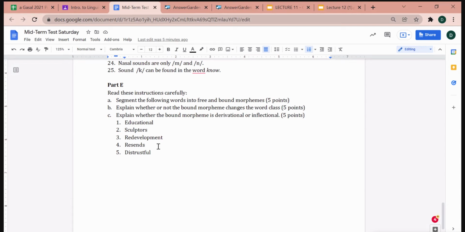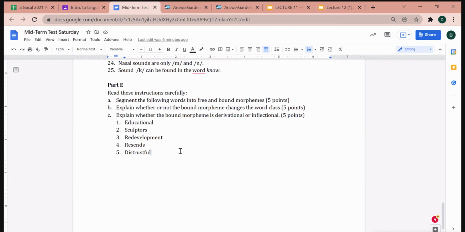What about number 4, resents? Sent is the free morpheme, and then re is a bound morpheme and s is a bound morpheme. Number C? Derivational, from verb sent to resent, that's a verb prefix. Doesn't change the word class. And s, from resent to resents, still a verb. Good. So s is inflectional.